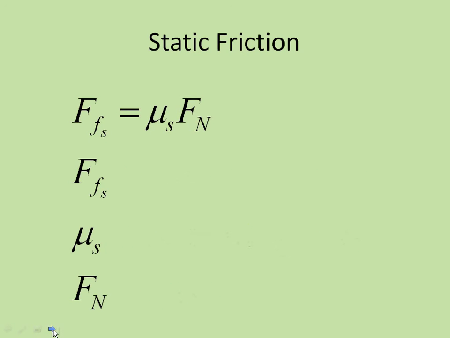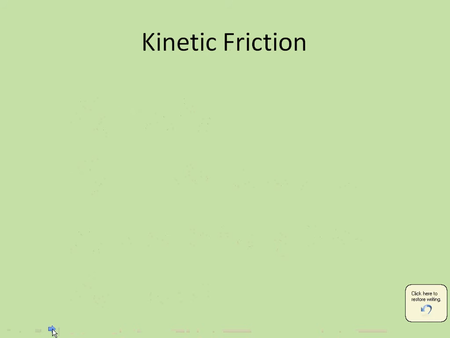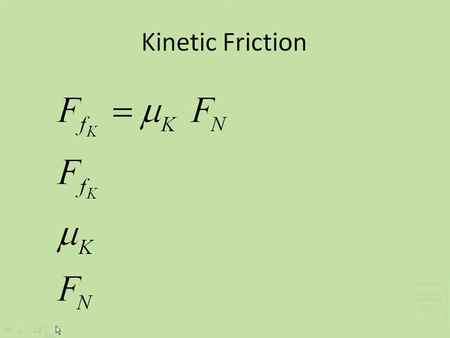Now, when you have kinetic friction, everything looks the same, except your coefficient of friction will have a different value, because now this will be your coefficient of kinetic friction, and it's a different value than static friction. Kinetic is moving friction, and static is when something's stationary.